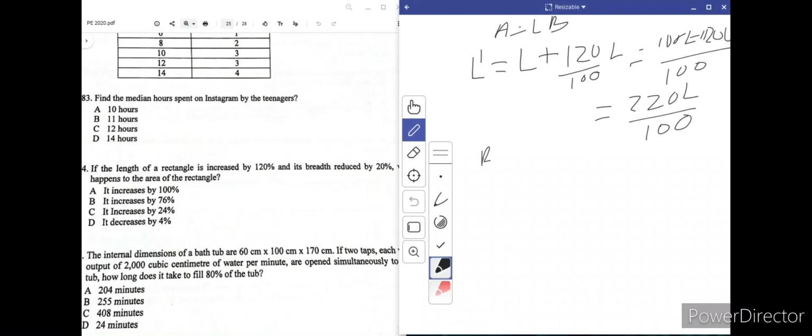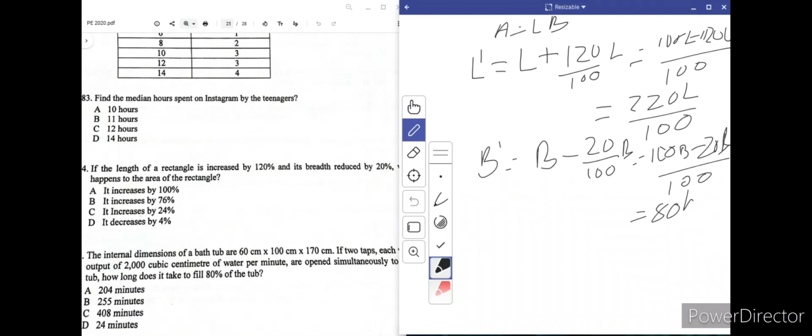New breadth is equal to, breadth is reduced, so B minus how much it is reduced, 20%. 20% means 20 by 100 into breadth. Similarly we will have 100B minus 20B divided by 100. So we will have 80B by 100.